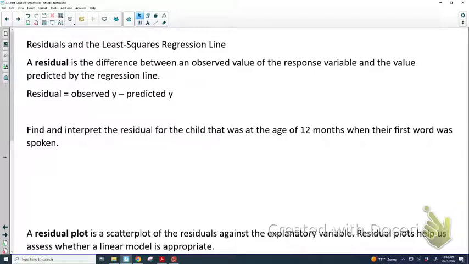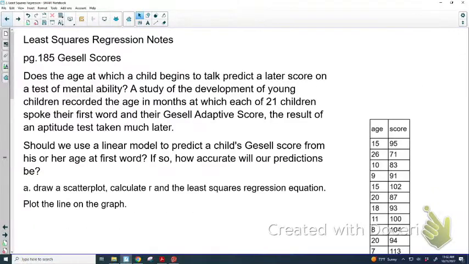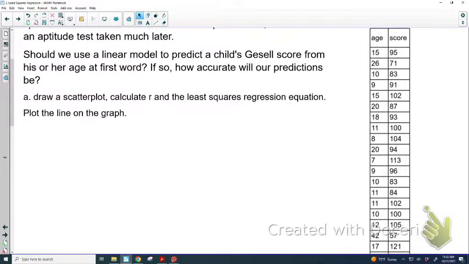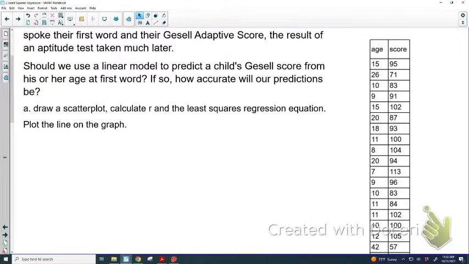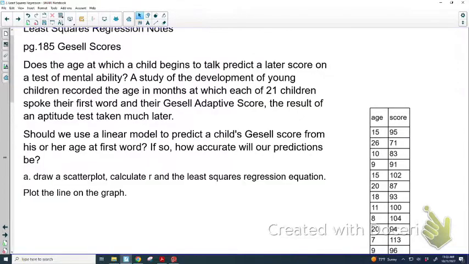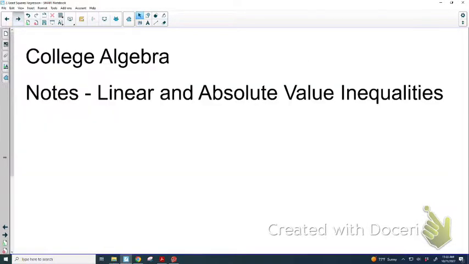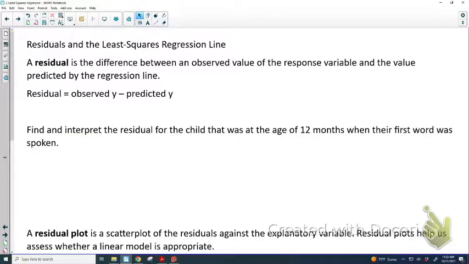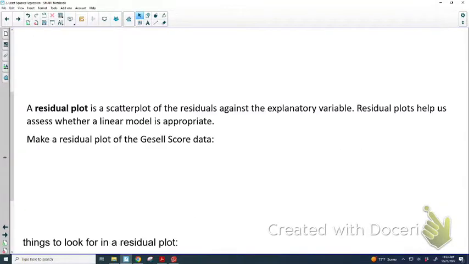You go y minus y hat. And that gives you one residual for one observation. But for this Gessel score data, there are 21 observations. So there are 21 residuals. You take each score, subtract the predicted, and you have a residual. And so you can make a graph of the thing. So we're going to make one here.